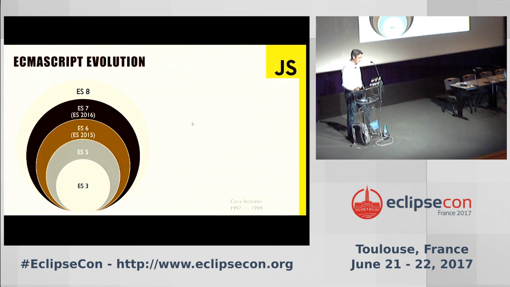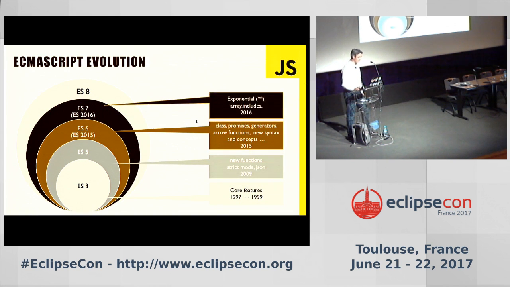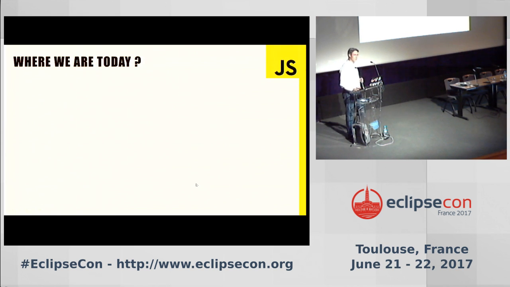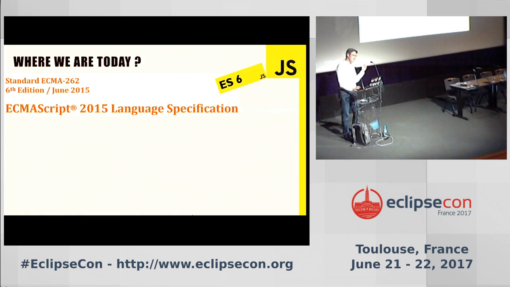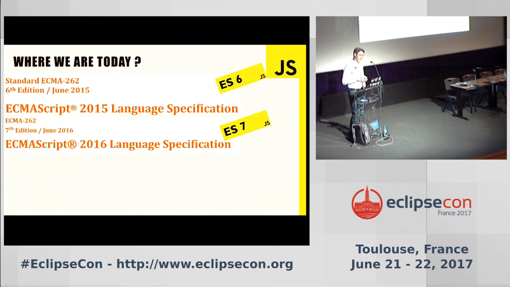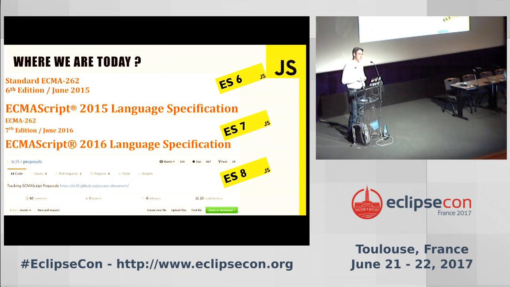So ECMAScript evolution: ES3, ES5, ES6, ES7, and ES8. Don't forget there is no ES4, because they tried to make something like ES7 today, they just gave up and went directly to ES5. So if someone is talking about ES4, you can just say, hey, come on, you're so wrong. Where are we today? Nice question. We have ES6, released in 2015, 2 years ago. We have ES7, released 1 year ago. And tomorrow, maybe in 1 or 2 months, we will have the specification of ES8.